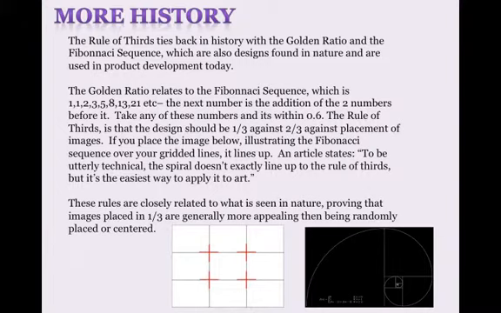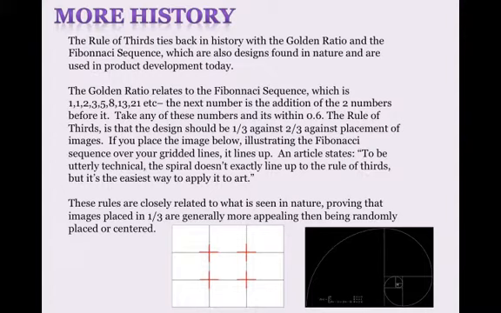Some more history about the rule of thirds is that it ties back in history with the golden ratio and the Fibonacci sequence, which are also designs found in nature and are used in product development today. The golden ratio relates to the Fibonacci sequence, which is 1, 1, 2, 3, 5, 8, 13, 21, etc. And this sequence is that the next number is the addition of the two numbers before it. So if you take any of these numbers, within it is 0.6, and this has been shown in the ancient Greek buildings and throughout history and in nature, in the conch shell, all sorts of different things.